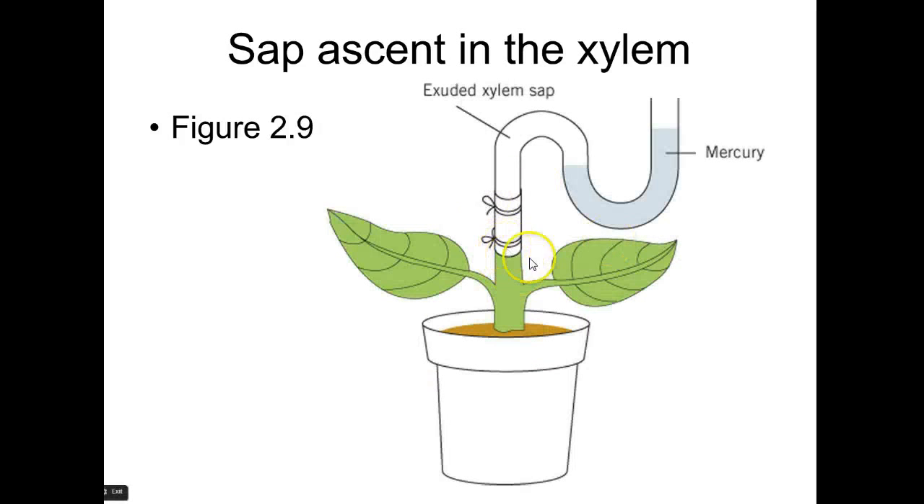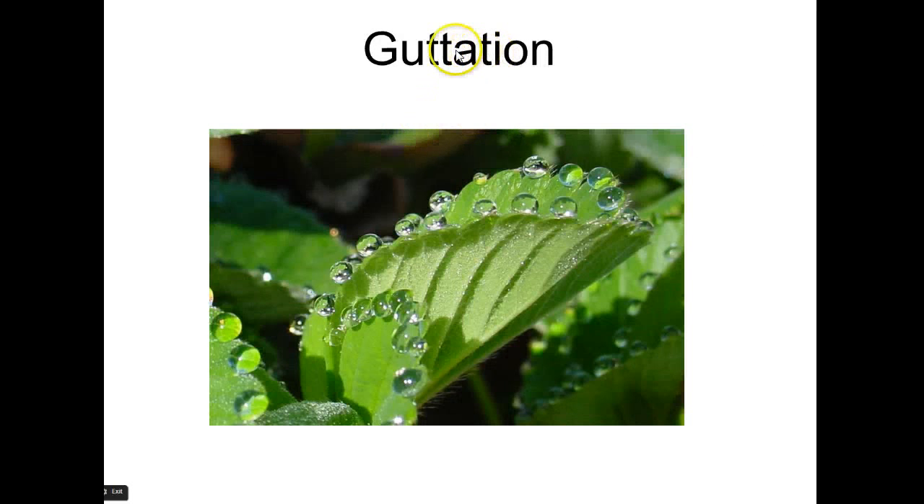Indeed, we can take a plant, cut the plant off, and put a tube in it with some mercury, and we can measure the force. If we water this plant, it's going to push water up, and we can measure that. One of the questions you'll have on your second exam is this phenomenon called guttation. It's pretty common, and it's basically when root pressure pushes water all the way out of the top of the plant.